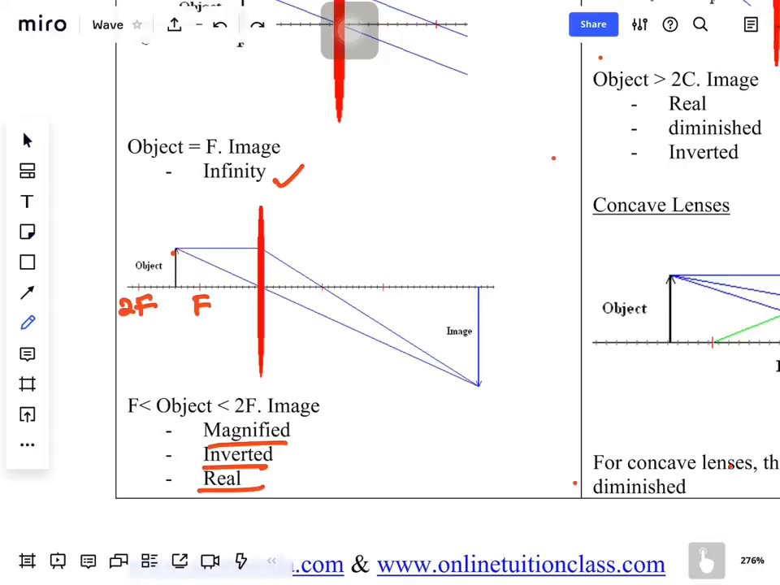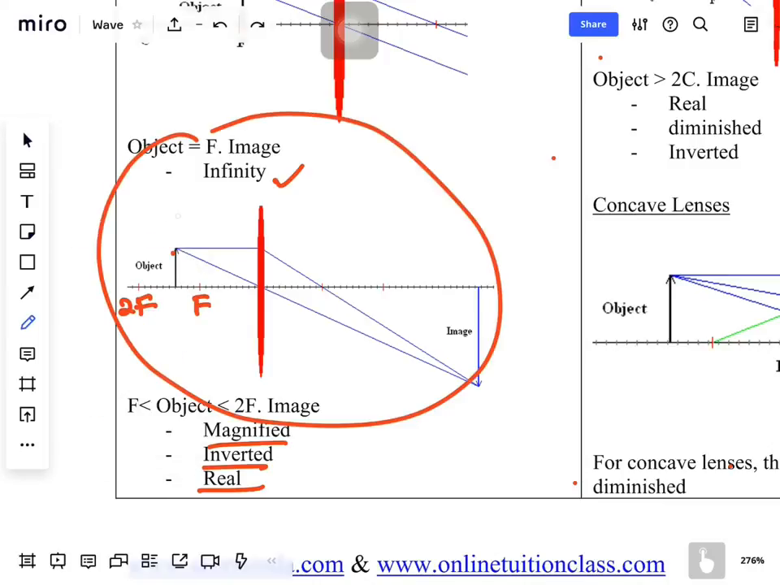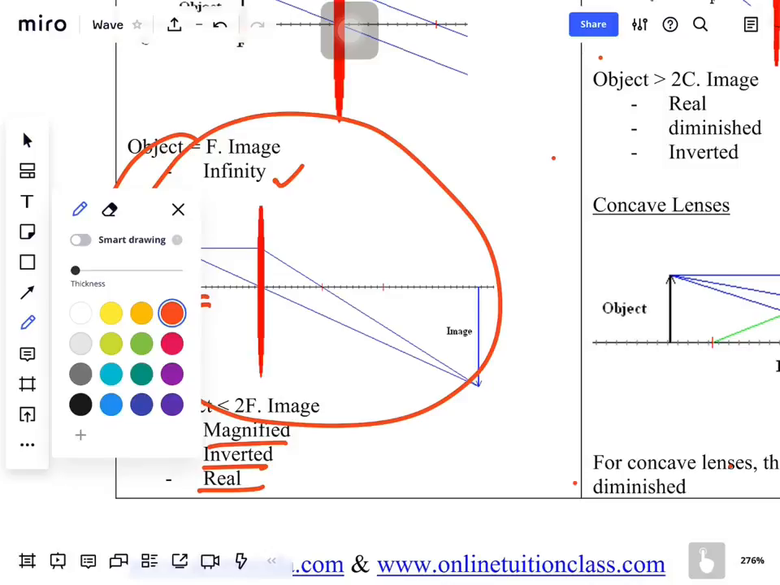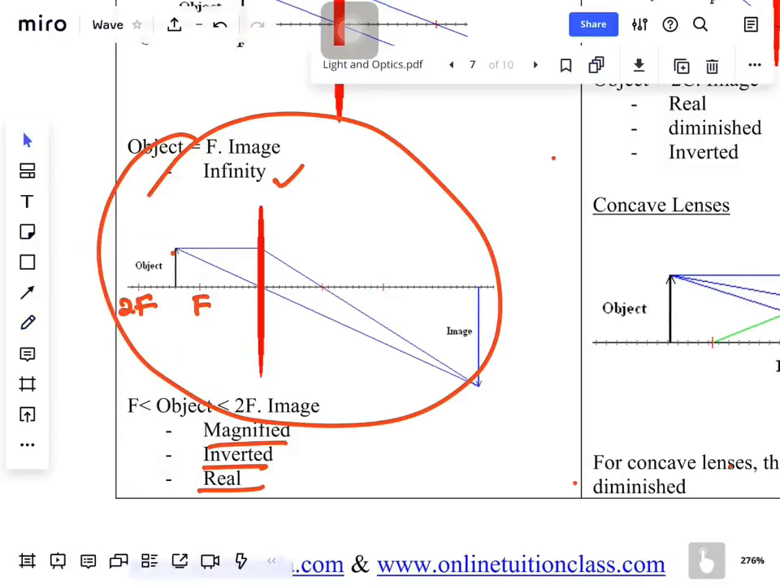Okay, let's compare this diagram and the mirror. Let's see the difference. So a mirror is supposed to reflect. So this is refract. Let's look at reflect.